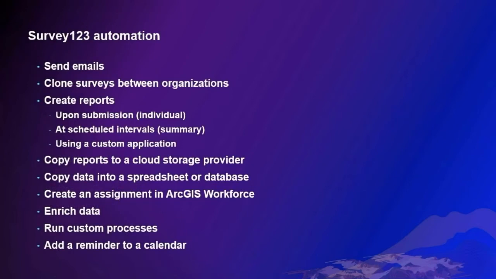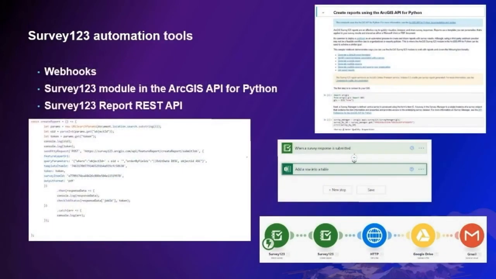Now that you have an understanding of the Survey123 website, field app, Connect, and Report functionality, you may want to automate some of your workflows. Workflows such as sending emails when a survey is submitted, generating reports as surveys roll in, or generating reports monthly can all be automated using tools Esri provides. There are 3 common ways to automate Survey123 workflows. They are through webhooks, using the ArcGIS API for Python, or using the Survey123 Report REST API in a custom application.